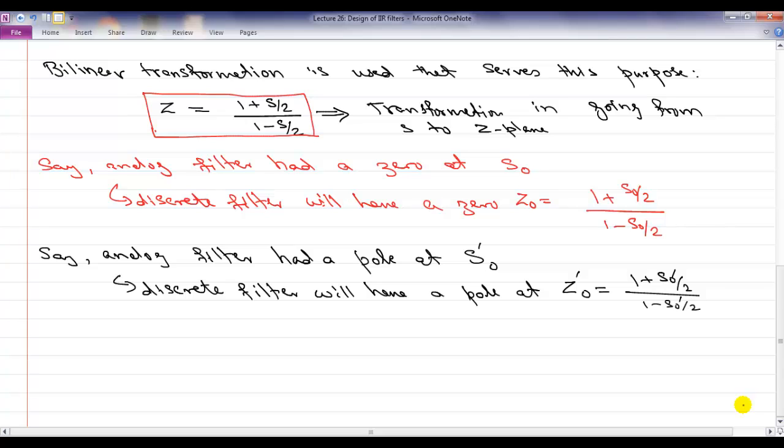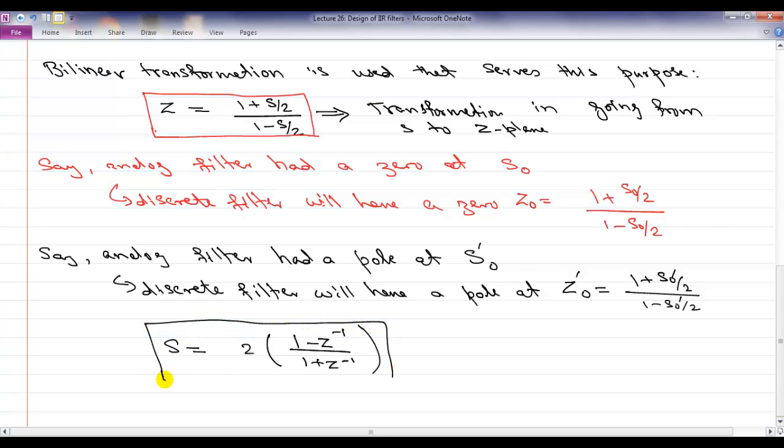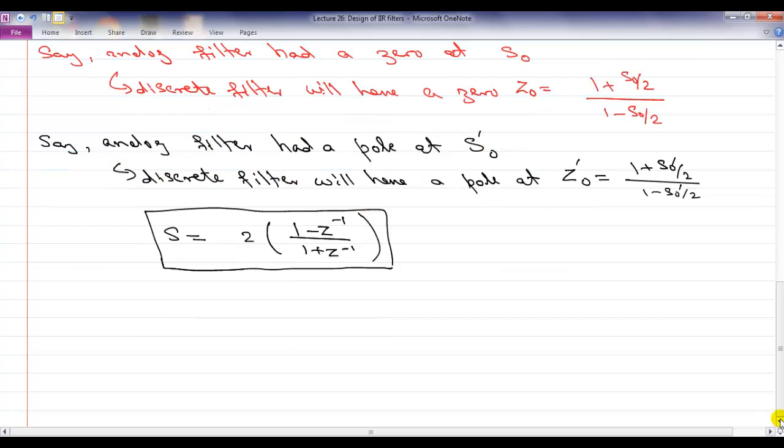So there is a corresponding transformation also in the S domain. Of course, you can simply invert it. This means that S equal to 2 times (1 minus Z inverse) over (1 plus Z inverse). So you can go from Z plane to S plane and from S plane to Z plane. It's an invertible transformation. I'm not going to go into the details of proving.